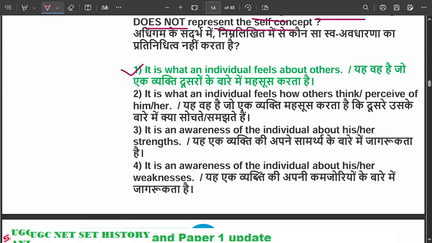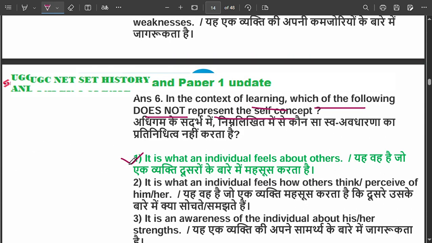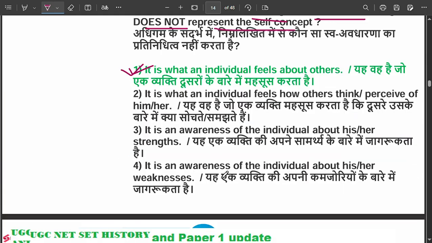Okay, and the other options are correct. It is what the individual feels, how others think and perceive him or her, and it is the awareness of the individual about his or her strengths, and the awareness of the individual about his or her weaknesses. So option number A or 1 was the correct answer. This does not represent self-concept, and the other option talks about self-respect. So number 1 was the correct answer.